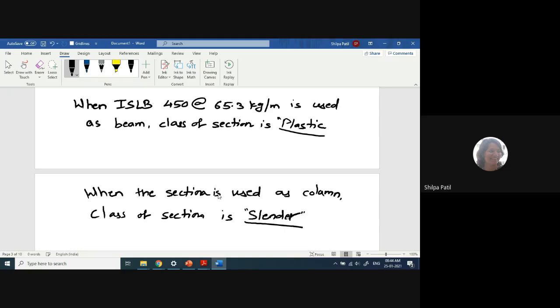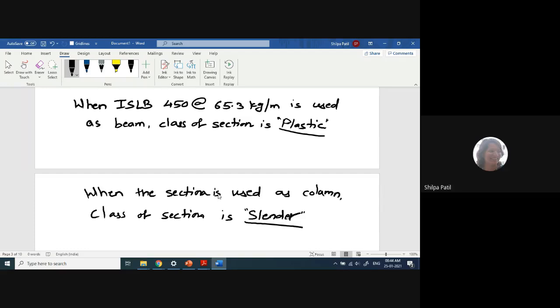Okay, so this is very clear from this calculation that this given section you can use for beam, but we cannot use it for column. The section is safe when it is used as a beam, but the same section we cannot use for column because it is slender. Is it clear, guys? Yes, ma'am.